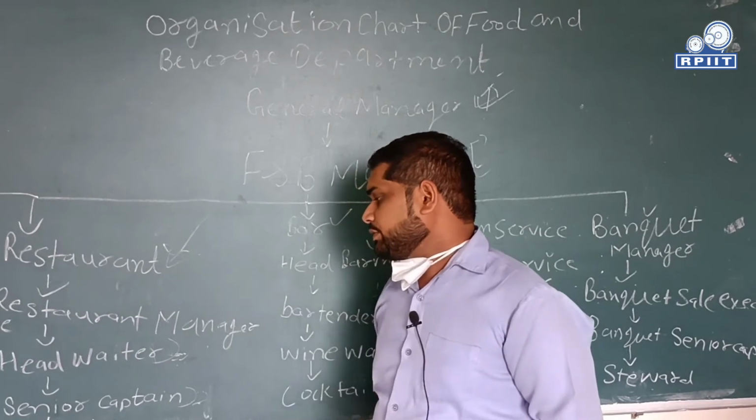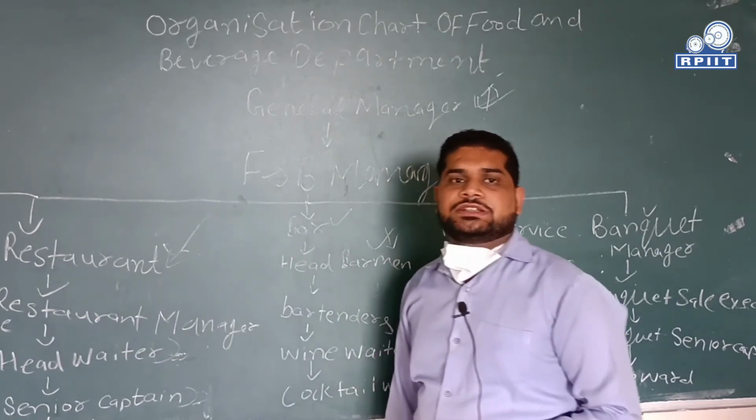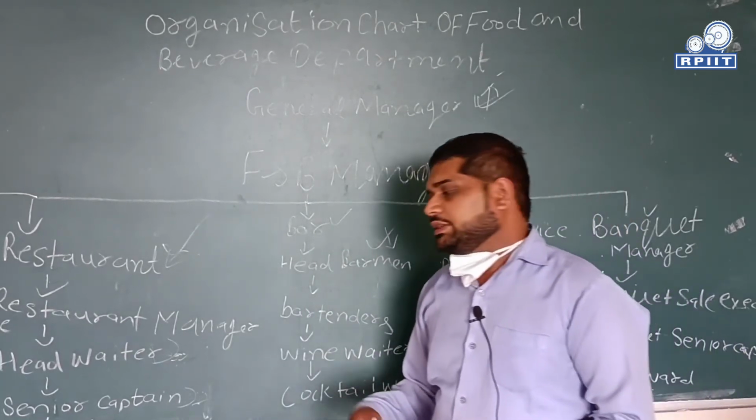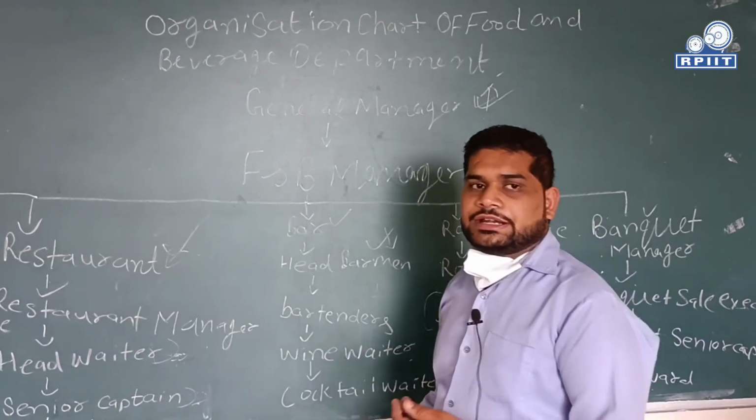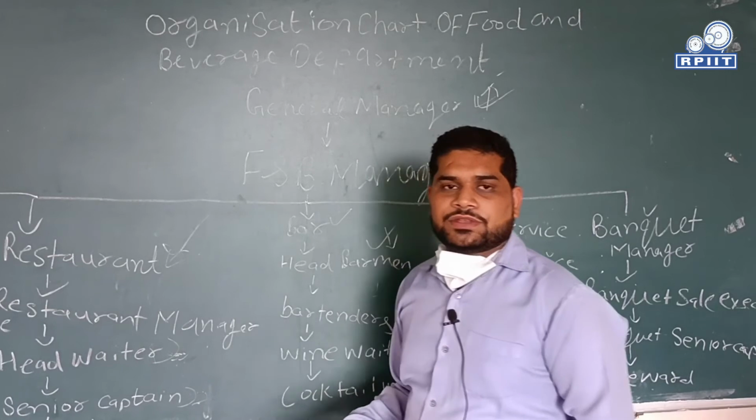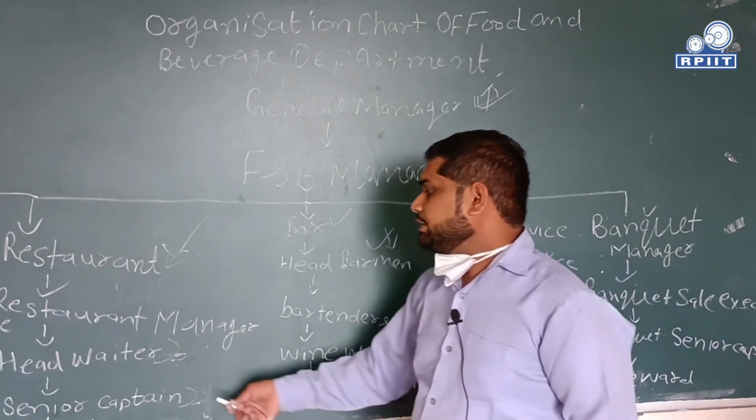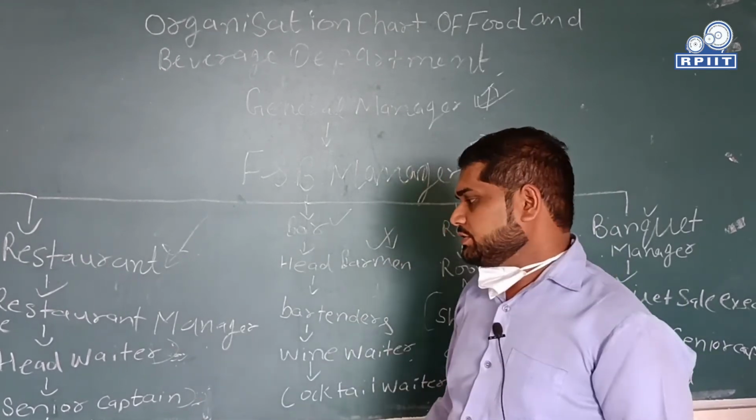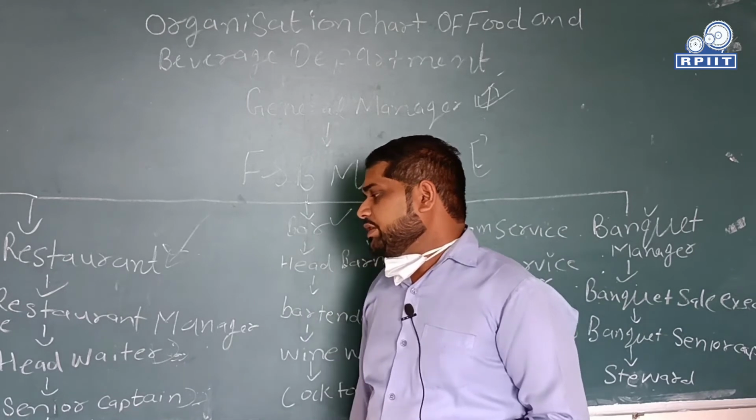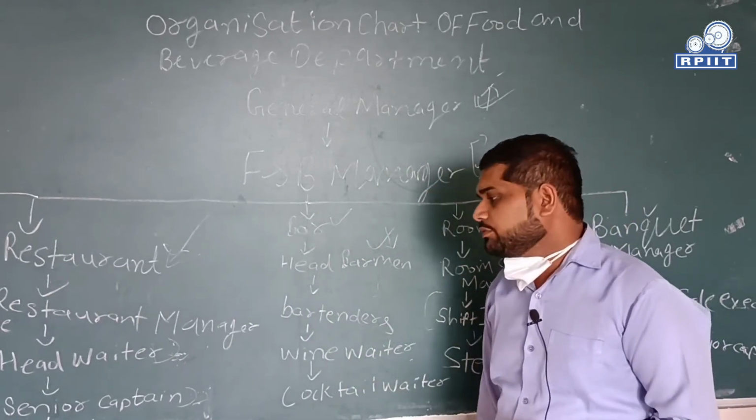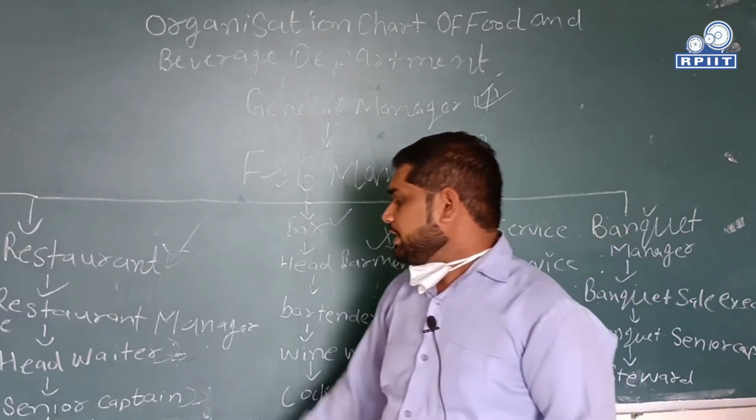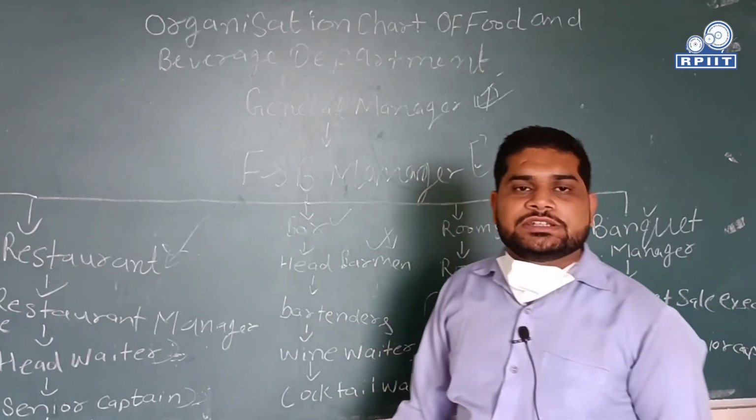And if you talk about the senior captain, he is the head of a particular section and can control everything. They take the briefing and debriefing on time and report to the head waiters. And the waiter is the person responsible for serving the food in the restaurant and reports to the senior captain.